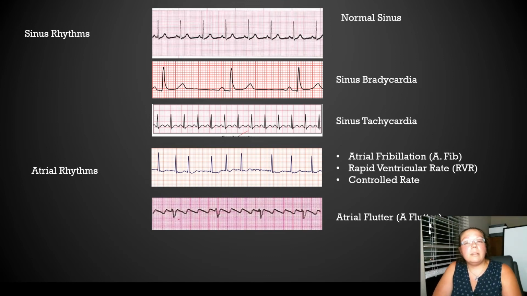And your rhythm is, for the most part, a regular rhythm. So if you were to measure these QRSs, it'd be equal distance between each one. Would you have P waves? No. There are no P waves in atrial rhythms. You have these things that look like P waves, but those are your atrial flutter impulses. They're not P waves.